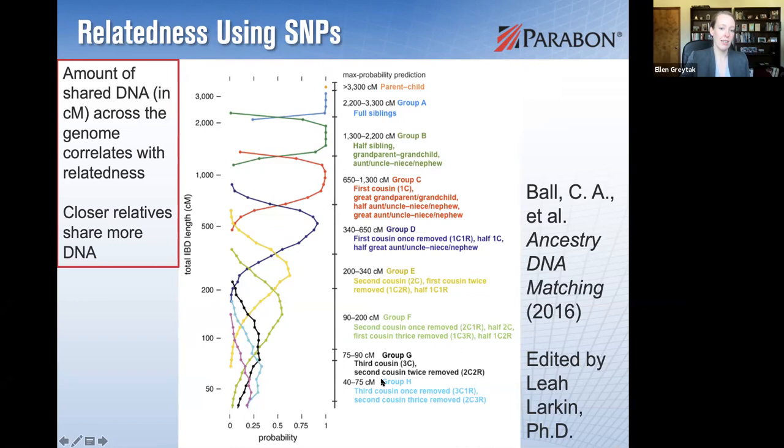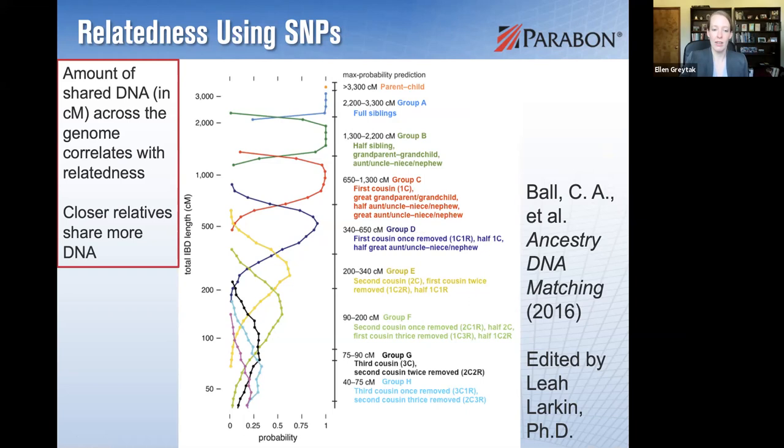So this graph is showing on the y-axis the amount of shared DNA and then the distribution for people with different relationships. So what you see is both that more distant relatives, as we go down along this graph, share less DNA, and also those distributions are more spread because more distant relatives are separated by more recombination events. So basically there's more randomness that's going to broaden that amount of shared DNA.